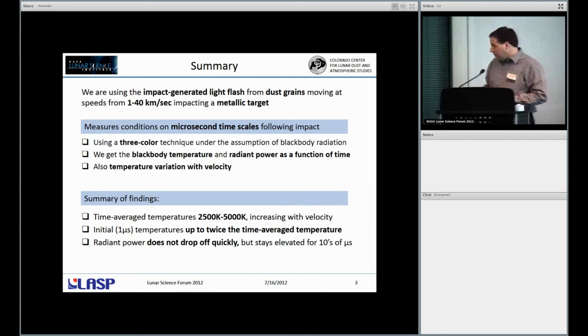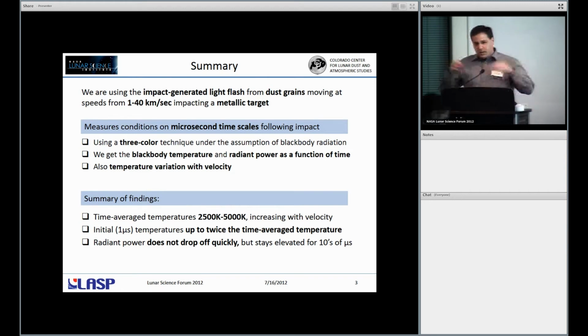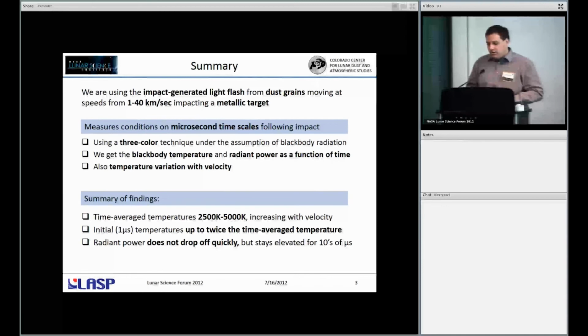Time-averaged temperatures, meaning characteristic for the whole length of the flash, are in the range of about 2,000 to 5,000 degrees Kelvin, and increase with velocity. Initial temperatures, compared to this 20 microsecond time scale, are up to twice this amount. We also find that the blackbody radiated power from the flash is constant over, to me, a surprisingly long amount of time.